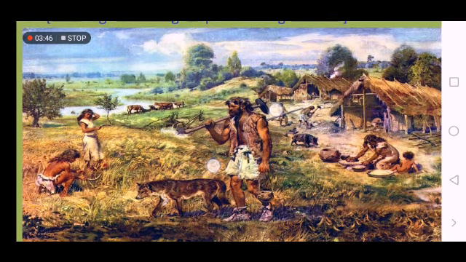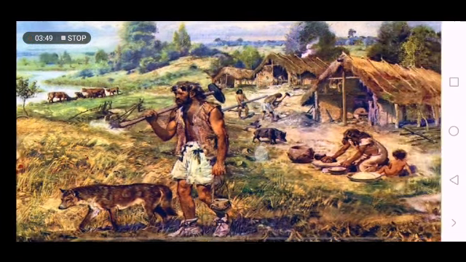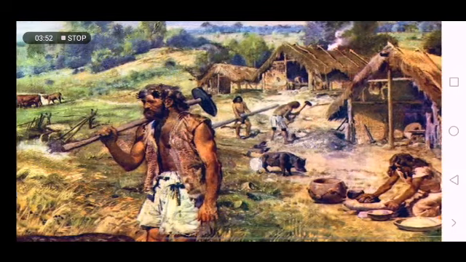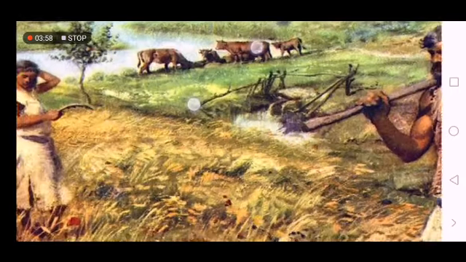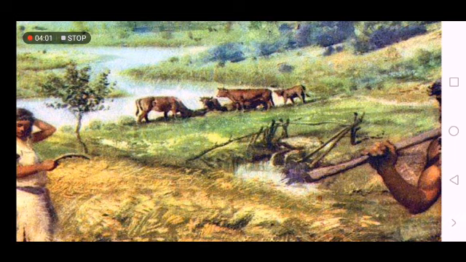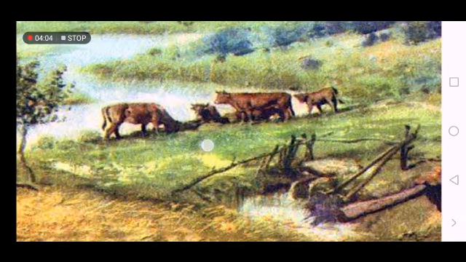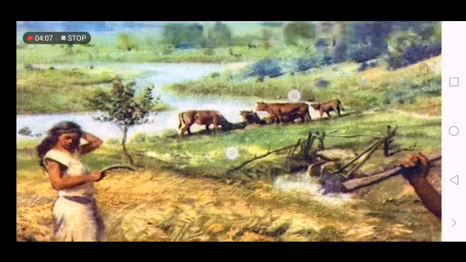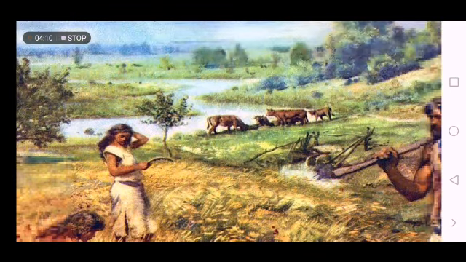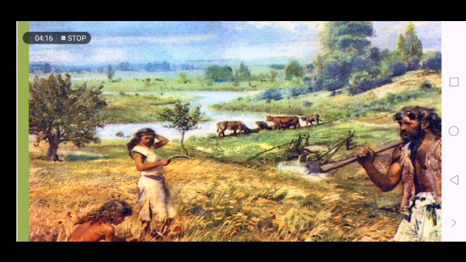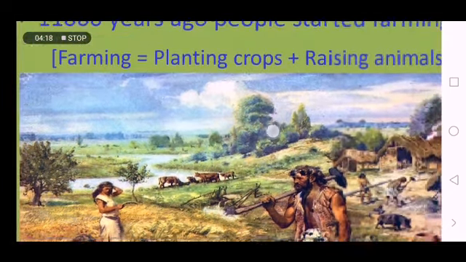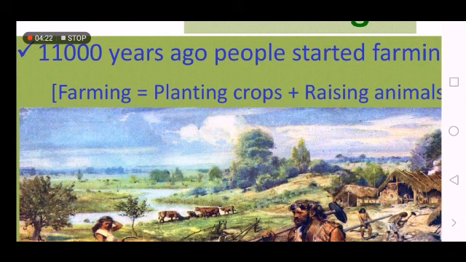As you can see here, they are living in farms. These are their houses. In the middle of the farm, they are growing plants and raising animals, like cows for their milk or hens for their chicken, and they are watching their plants as they grow. They looked after their animals, and this was the beginning of farming. The beginning of farming happened 11,000 years ago.